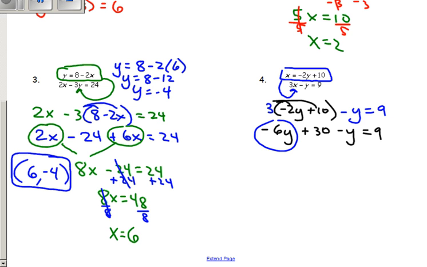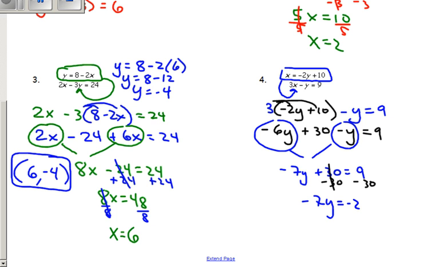Well, I'm going to add the negative 6y and the negative y. This comes down to give me negative 7y plus 30 equals 9. Again, now we're at the simple part, minus 30 to both sides. And negative 7y equals negative 21. Divide by negative 7. You go ahead and get y equals 3.